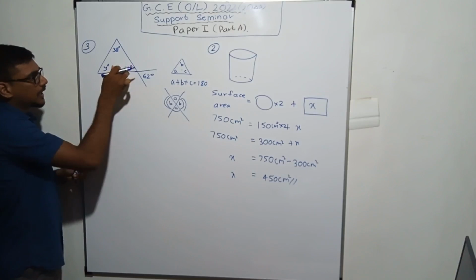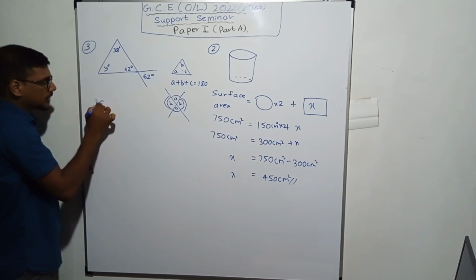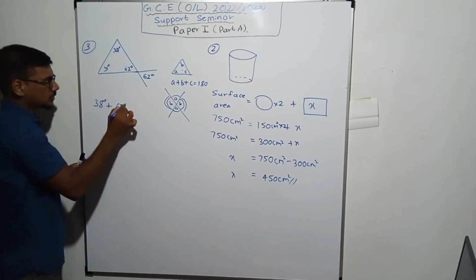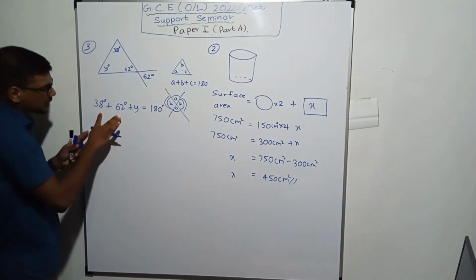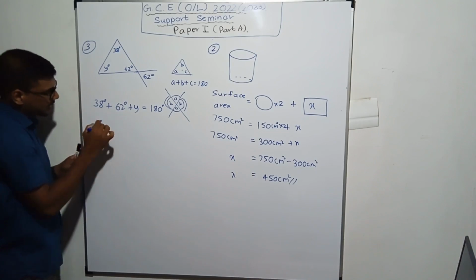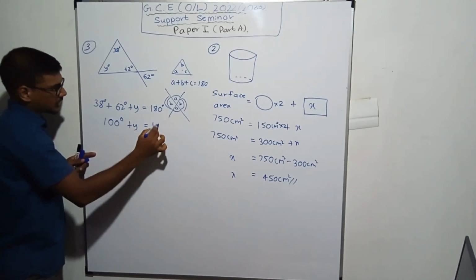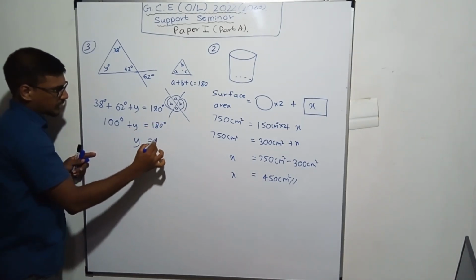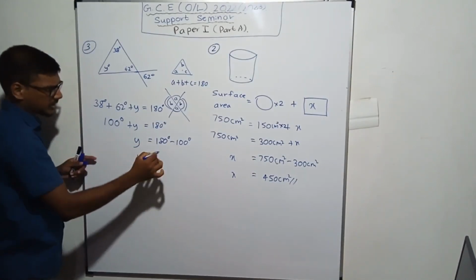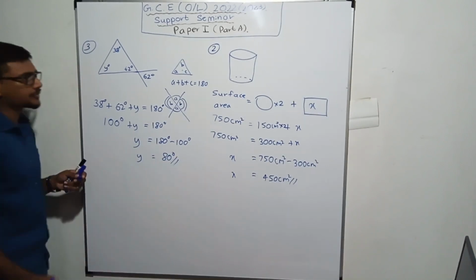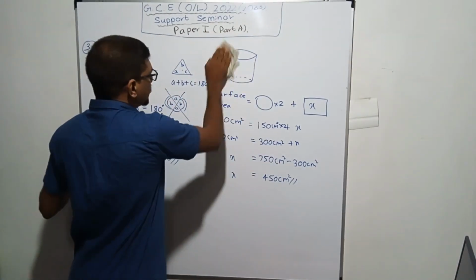We can apply this: the interior angle sum of the triangle should be equal to 180. So 38 plus 62 plus y equals 180 degrees. Then here I can add these two: 62 plus 38, 100. Yes, 100 degrees plus y equals 180. Then y will be 180 minus 100 degrees, so y will be 80 degrees. Okay, I think it's clear. So we'll move to the next sum.